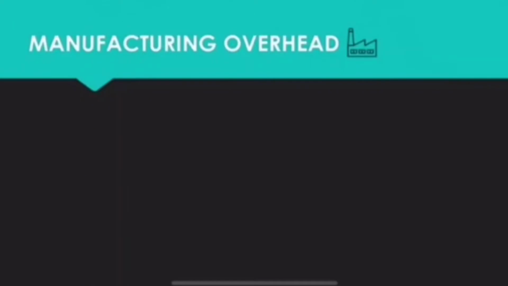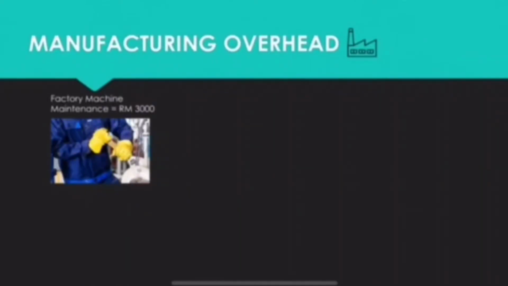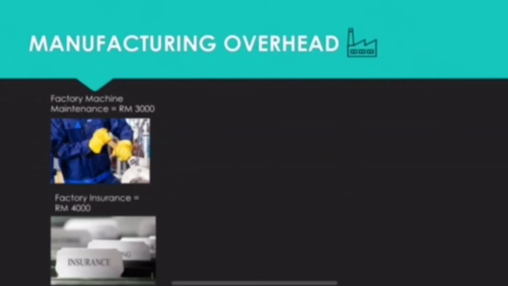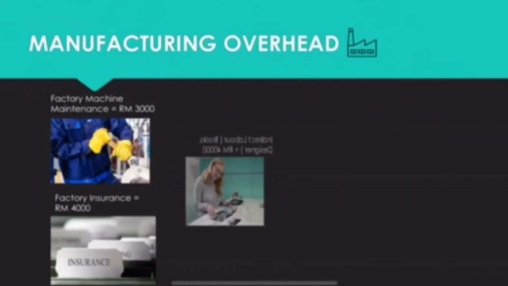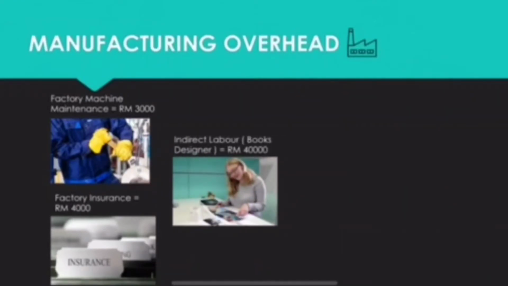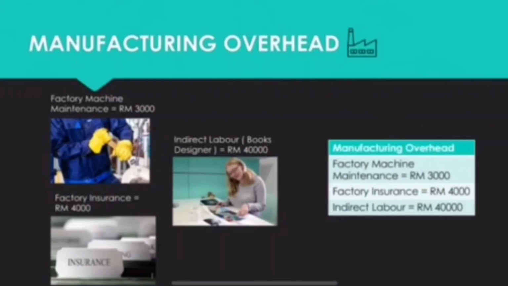Besides that, factory machine maintenance to service or repair our machines needs around 3,000 ringgit. To keep our factory always safe, we also bought insurance for our factory plant for 4,000 ringgit. Indirect labor, such as the book designer, still has to be paid salaries of 40,000 ringgit Malaysia, and then with the same step we transfer it into the column given.